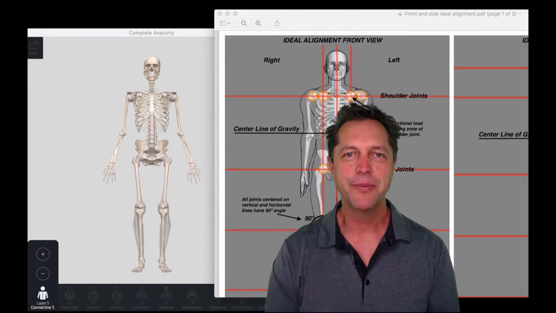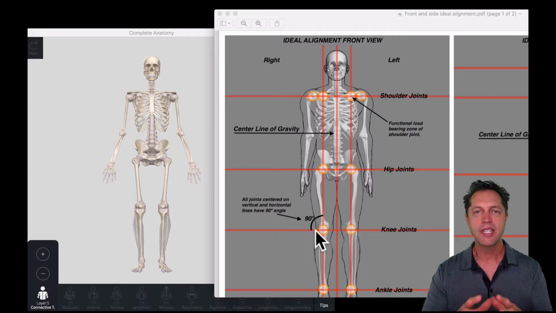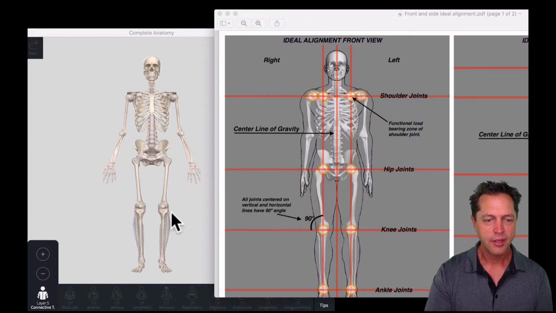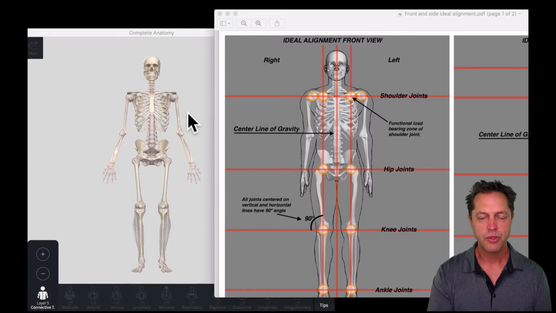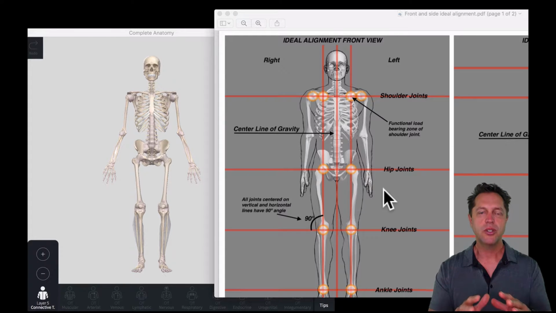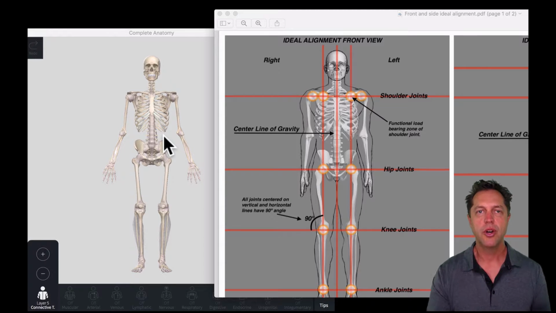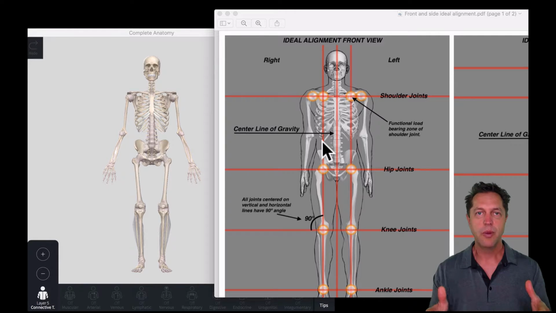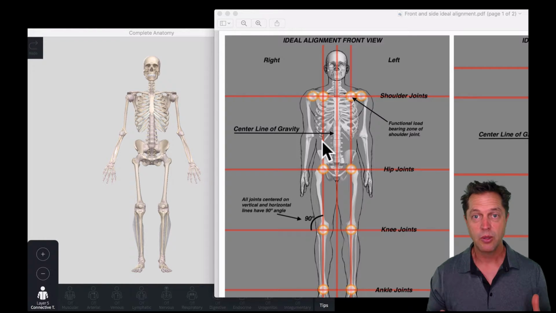Defining correct alignment. A note on anatomical position. This here is the classic anatomical position, and we're using a functional anatomical position. The difference between the two is the hands. The hands in the classic anatomical position are basically facing us, and in ours, they're facing the body, and this is how we typically walk.